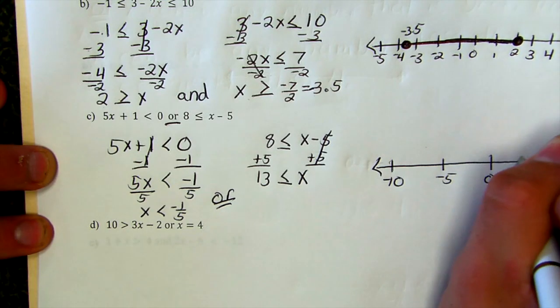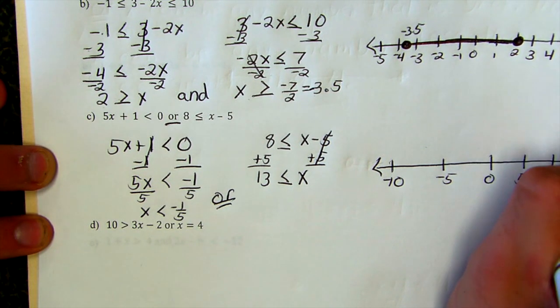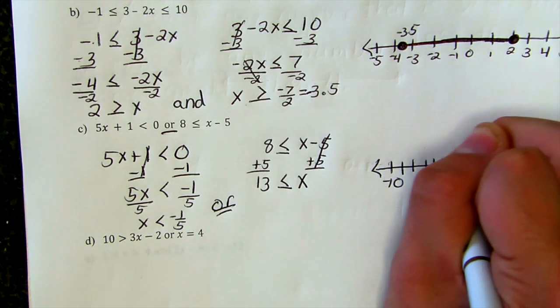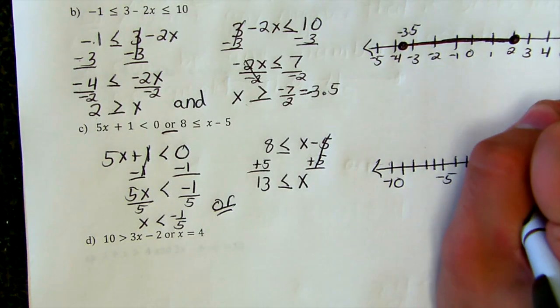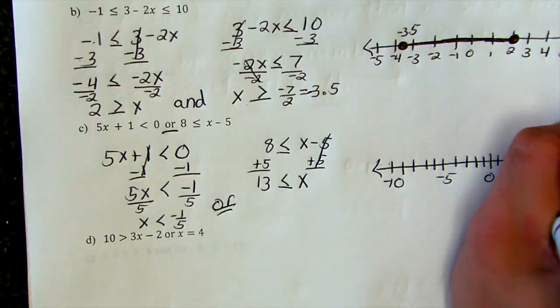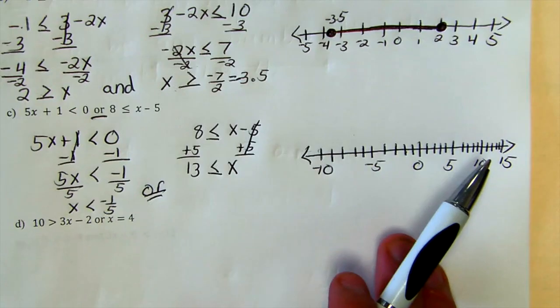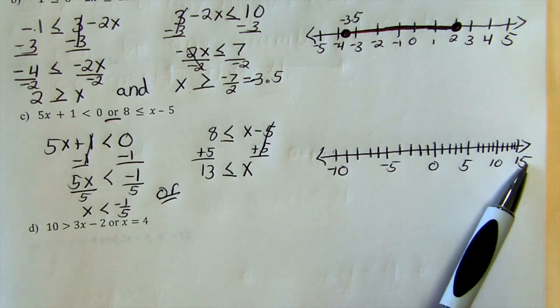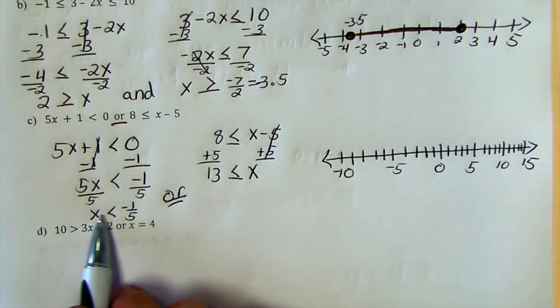So again, I'll just start with negative 10, and I'll go up by 5s. Negative 5, 0, 5, 10, 15. And if I wanted to, I could fill this in. So 1, 2, 3, 4 for each interval, so that I can see where my tick marks will go. So we go from negative 10 to negative 5 to 0 to 5 to 10 to 15.